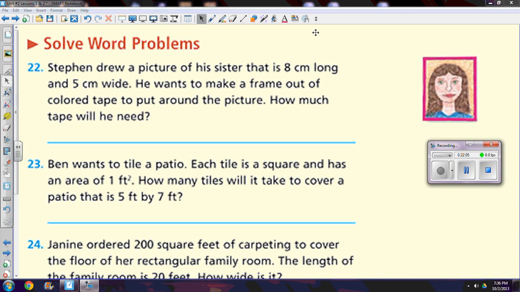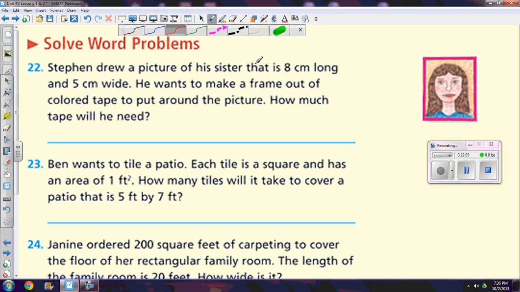So here's his sister, 8 centimeters long and 5 centimeters wide. So I'm just going to jot that down. 8 and 5. He wants to make a frame out of colored tape to put around the picture. How much tape will he need? So, are we needing area or are we needing perimeter for this problem, number 22?